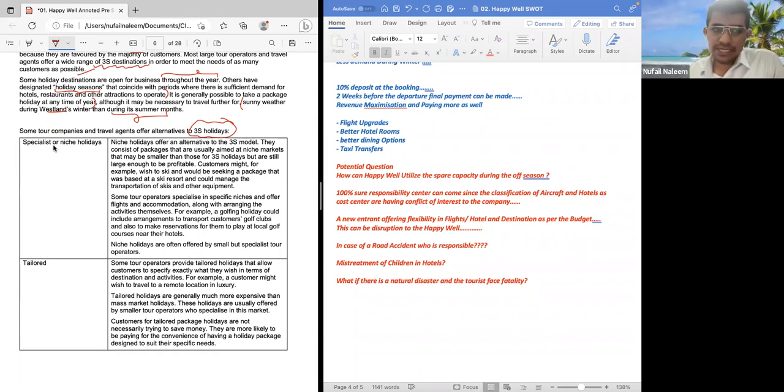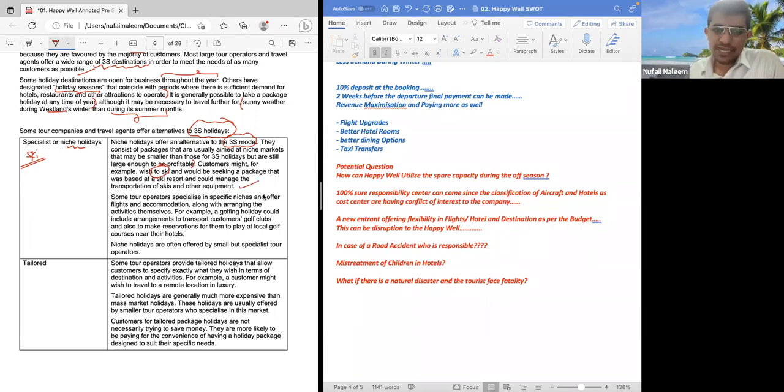So here, specialist or niche holidays. Niche holidays offer an alternative to the 3S model. They consist of packages that are usually aimed at a niche market that may be smaller than those of 3S holidays, but still large enough and profitable. Customers might, for example, wish for a ski vacation. That means you go to a mountain for skiing, a hilltop, everything in a ski resort, and could manage transportation of skis and other equipment.